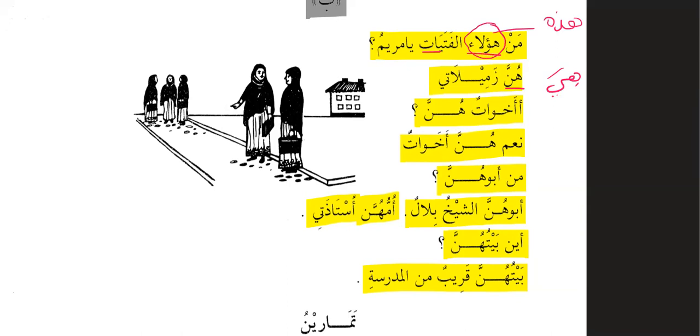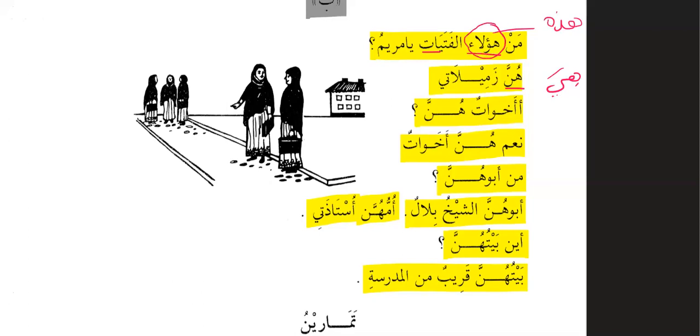So من هؤلاء الفتيات يا مريم؟ قاسم, ما معنى الجملة؟ Who are these young women, O Maryam? هن زميلاتي. Jangir, هن زميلاتي. They are زميلاتي. Colleague, classmate, زميلات. They are my classmates.